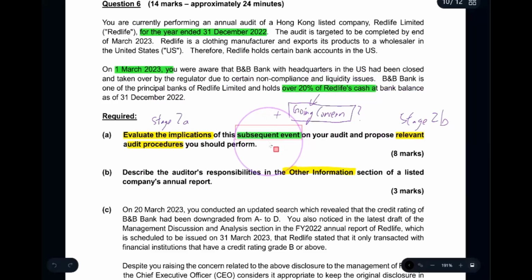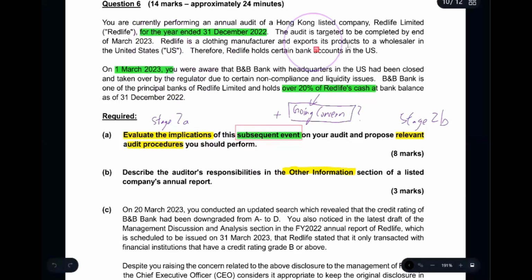Remember, a subsequent event is normal, like any other audit issue. It is called a subsequent event because it happens after the year end. If it happens before the year end, it's just a normal audit issue. So how to deal with a subsequent event is the same as any other audit issue. But because it happened after year end, there are more things that you need to deal with. But first of all, how you evaluate the implication is the same.